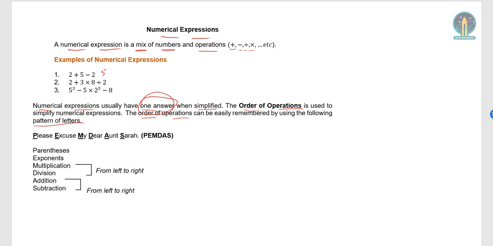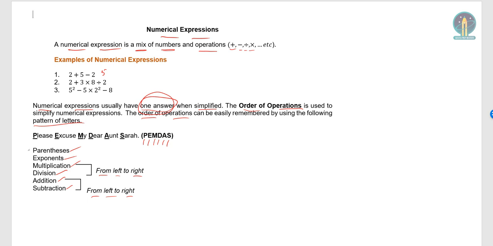P is parentheses. You evaluate what's in the parentheses first. And then E is exponentiation, exponents. M is multiplication, so then you do whatever is multiplied. And then D is the division, whatever is divided. A is addition, and then S is subtraction. You see here it says from left to right for multiplication and division, and then from left to right for addition and subtraction.